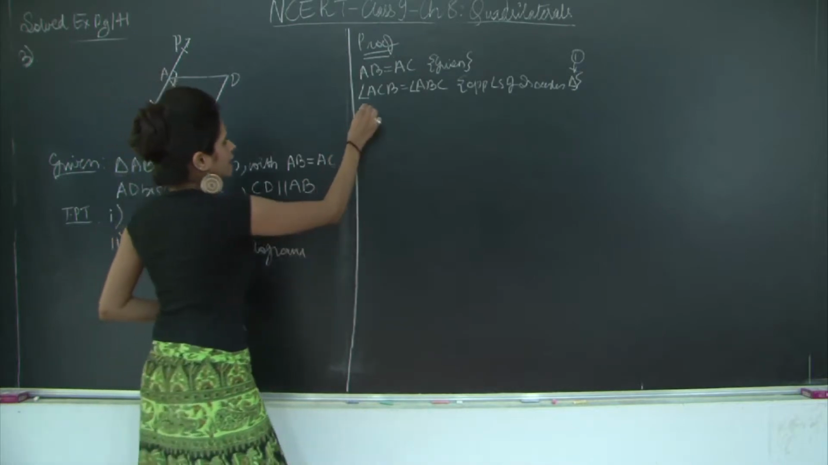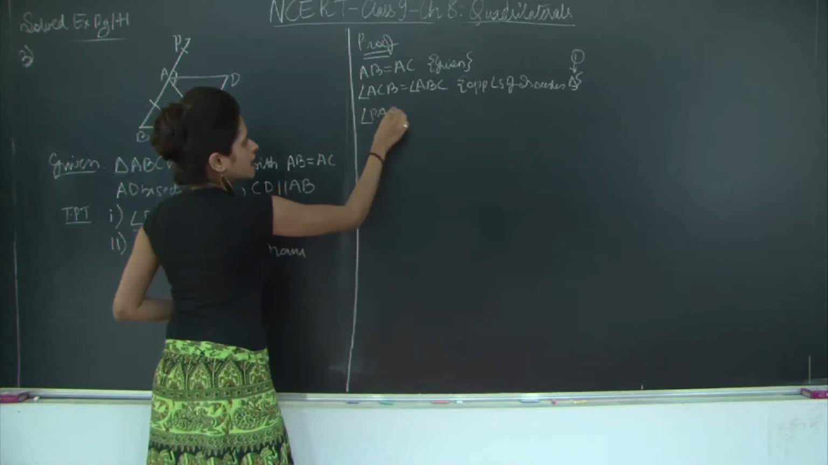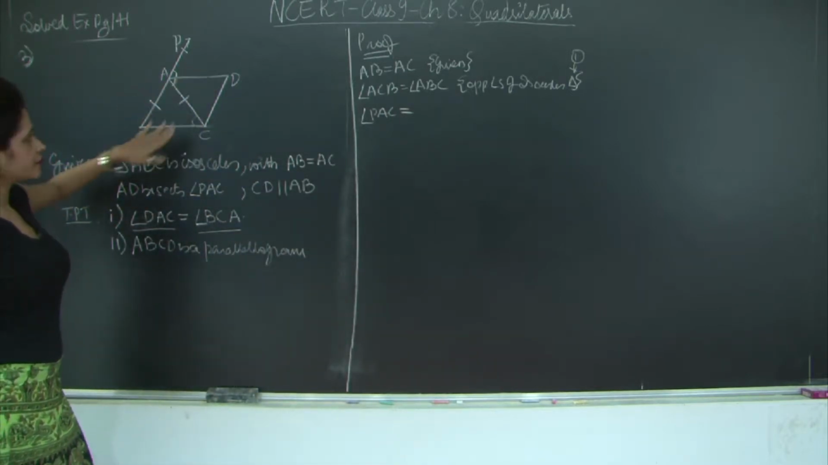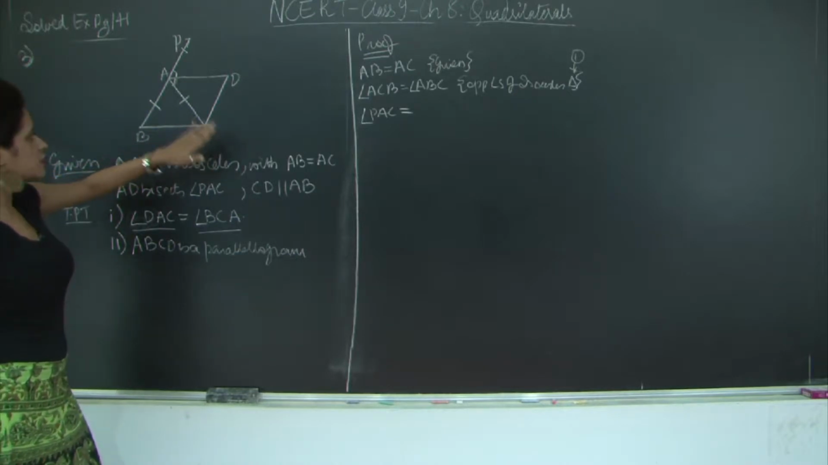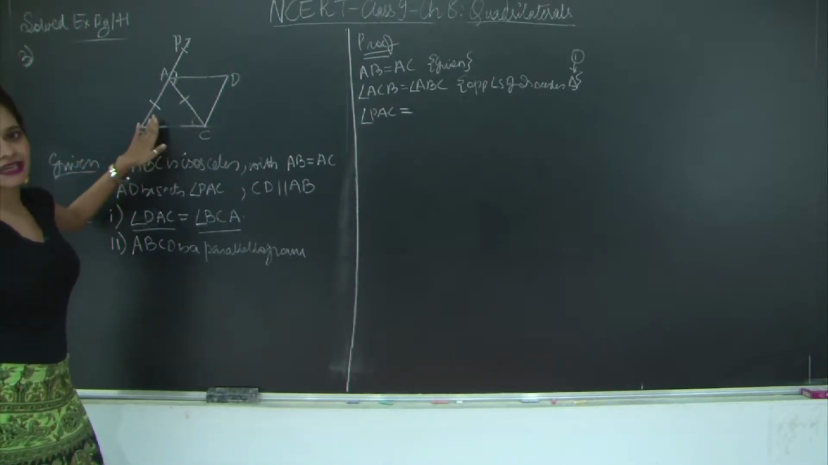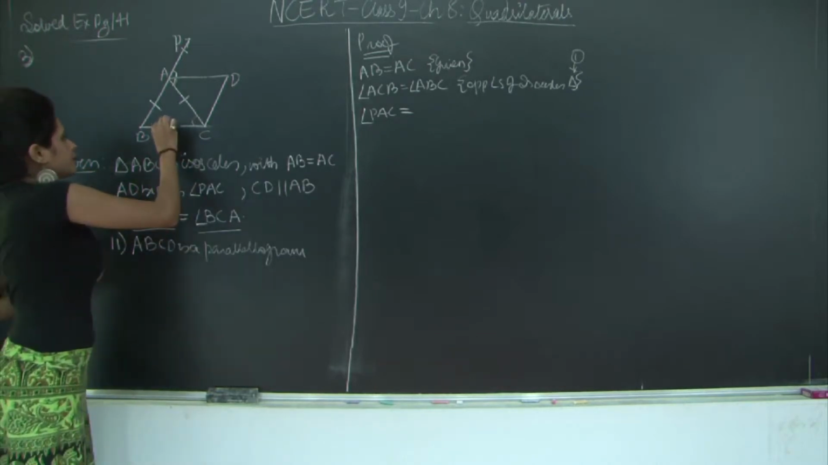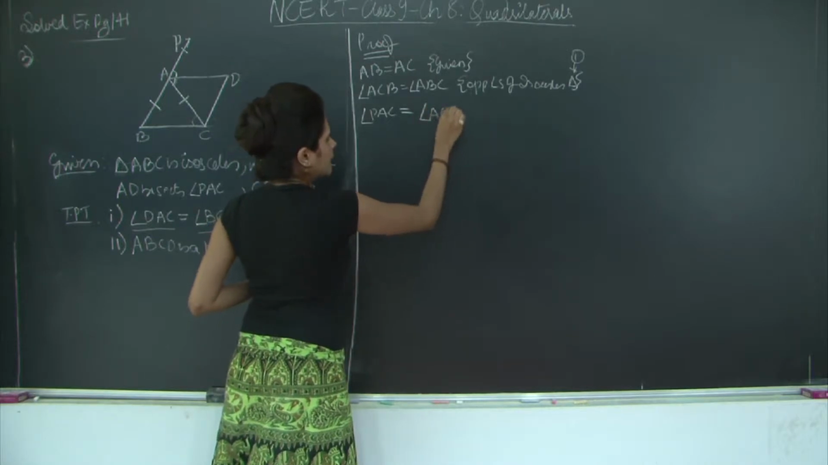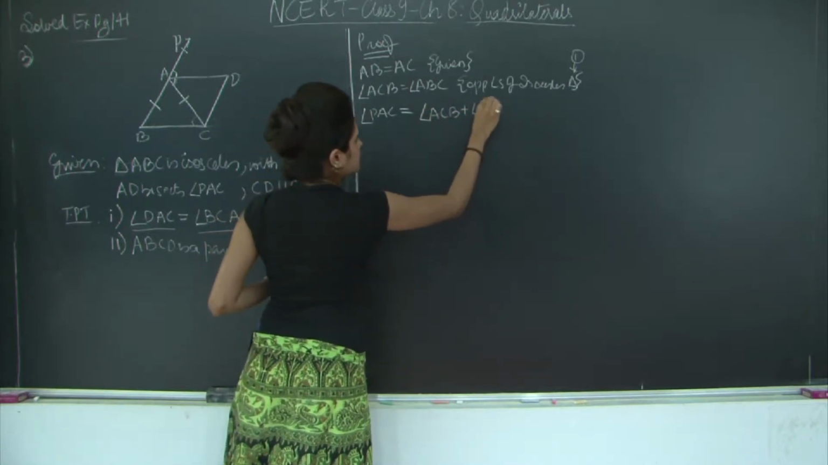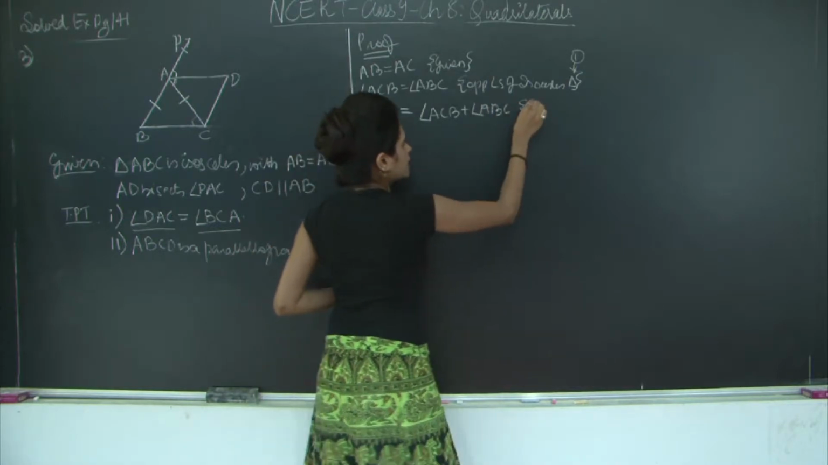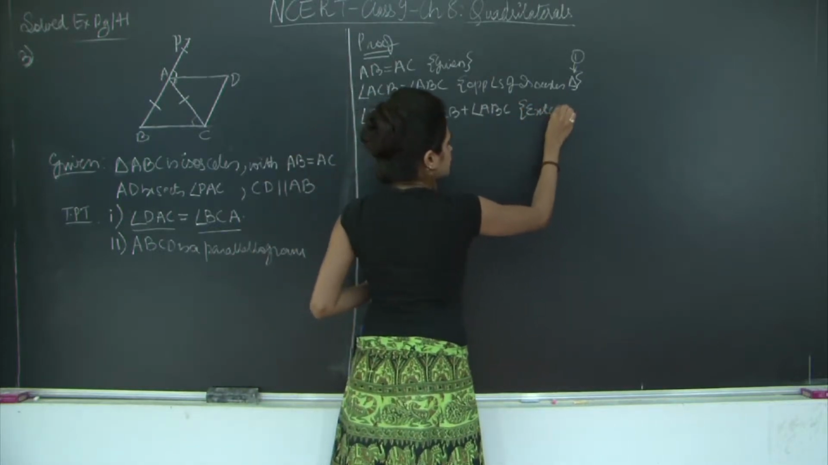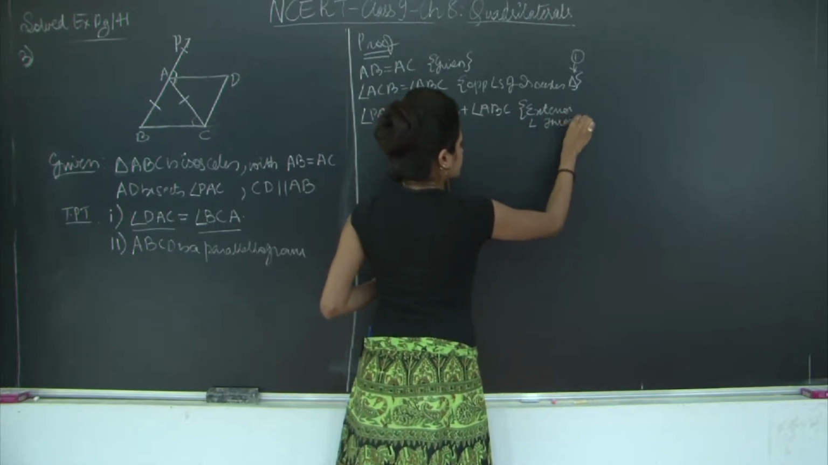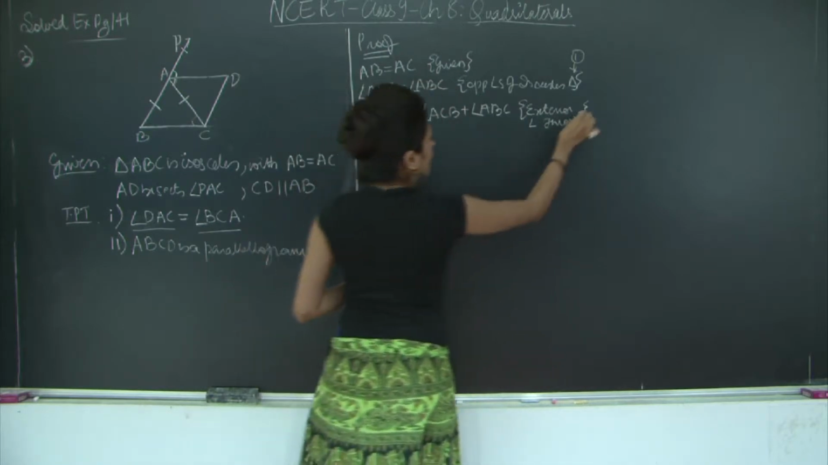Also, I have angle PAC, if you notice, is the exterior angle of triangle ABC. Therefore, PAC is going to be the sum of angle ABC and ACB through the exterior angle theorem. Correct? So, this is going to be angle ACB plus angle ABC, and I will say exterior angle theorem. And I will mark this as 2.